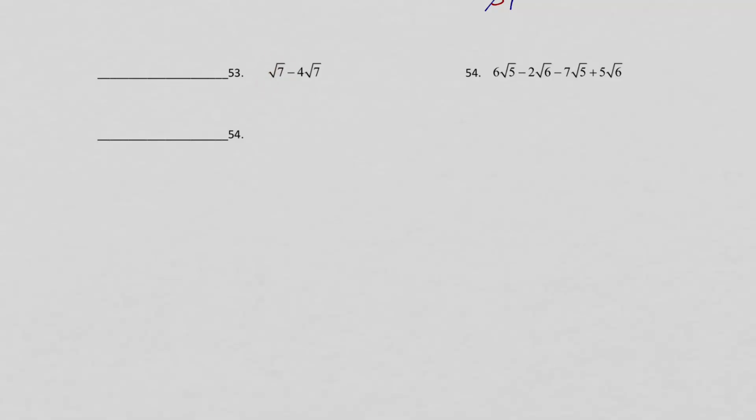Okay, 1 root 7 minus 4 root 7, these are like terms. 1 minus 4 is negative 3. Okay, these root 5s are like terms. So 6 minus 7 is negative 1, but don't write the 1, just write negative root 5. And then this and this are like terms. So negative 2 plus 5 is a positive 3 root 6.